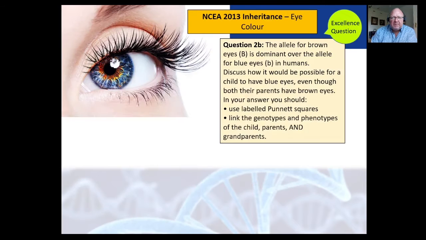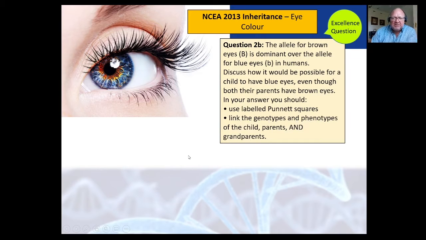So here we go. In 2013, there was an eye color question. The allele for brown eyes is dominant over the allele for blue eyes in humans. Discuss how it would be possible for a child to have blue eyes even though both parents have brown eyes. In your answer, you should use a labeled Punnett square. Link the genotypes and phenotypes of the child and the parents and their grandparents.